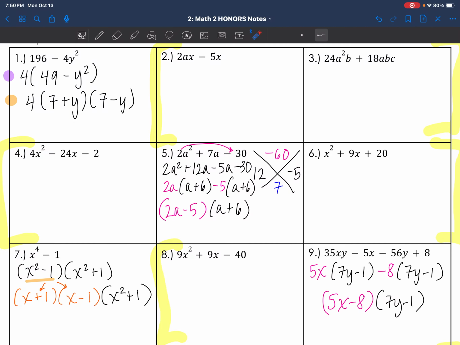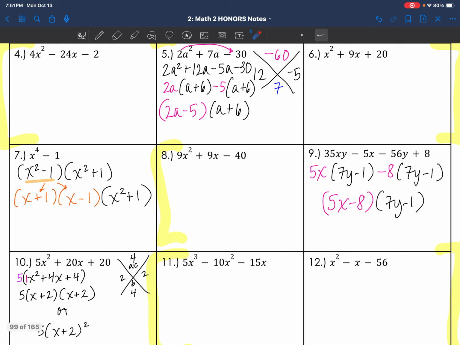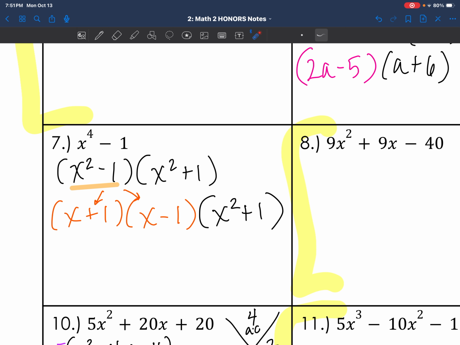Now I'm going to factor these. The GCF of these two is 2a, and whatever is left over is a plus 6. Now I'm looking here. I know the GCF is going to be negative 5, and what's left over is a plus 6. Now if you did this correctly, these two should be the same, and then whatever is outside is going to go here.